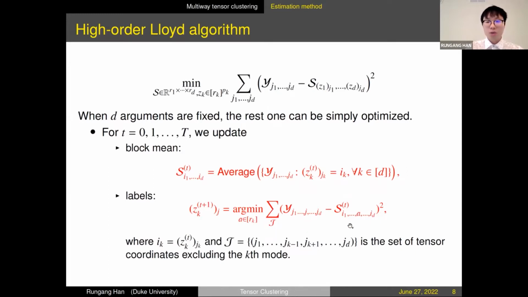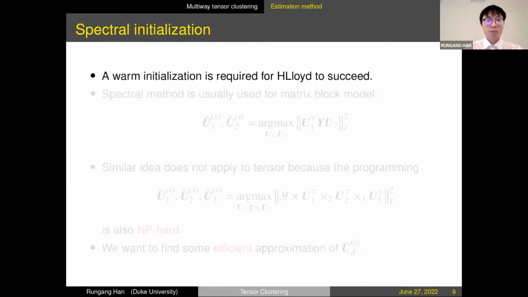And we can do these two procedures iteratively, and we can make sure in each step this loss function will decrease. We call this the high order Lloyd algorithm, which serves as our local optimization procedure. And also, as I just mentioned, even though we have a decreasing method for the objective function, we still cannot guarantee it converges to the MLE because the programming is non-convex. So it's essential to have a warm initialization for the high order Lloyd algorithm to succeed.